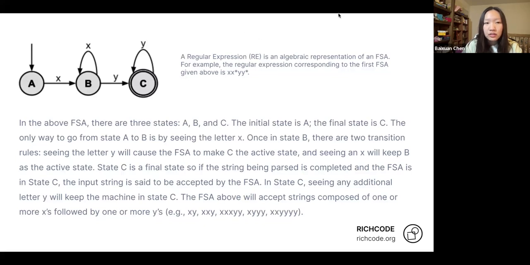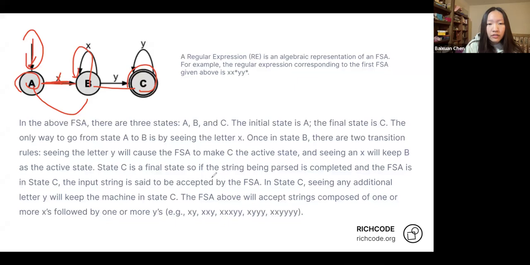This is the starting arrow. So then it will come into here. In the above FSA, there are three states, A, B, and C. The first one is A because the arrow goes into A, and the last one is C because no arrows exit from C. The only way to go from A to B is through this arrow, and that means the only way to go from A to B is X. Once in state B, you can either continue on to C or you can go to B again with another X. There can be an infinite number of X's as long as you go to C next. And C is the final state.